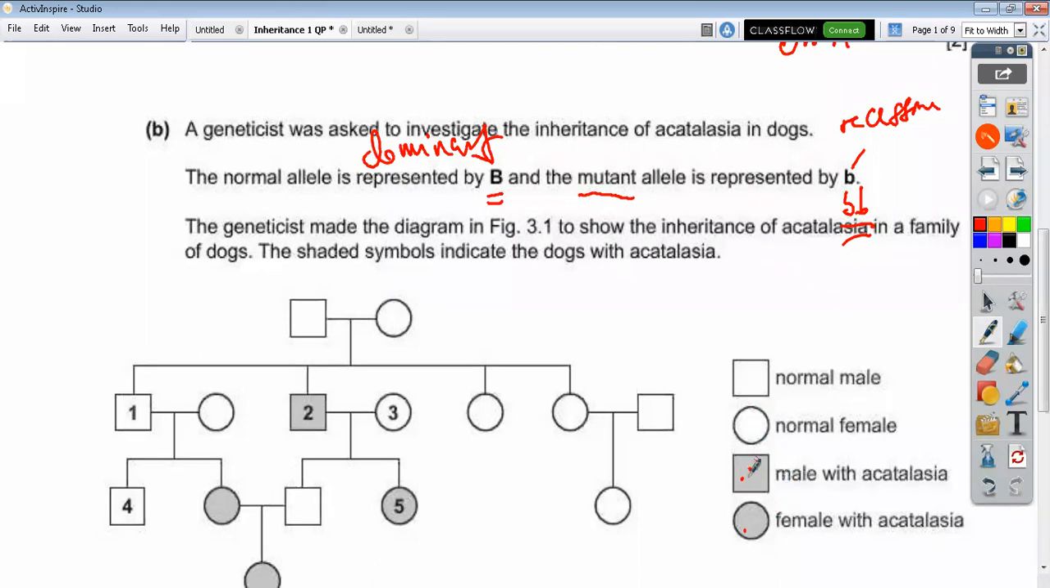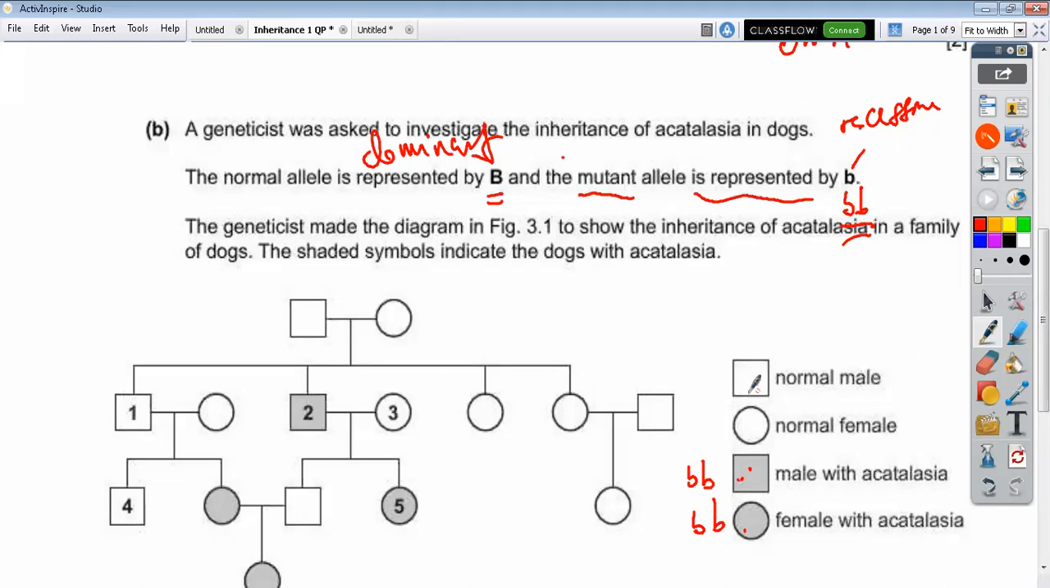If this person has a condition, yet we said this is recessive, it means this is bb. Do you agree? Because it's a recessive allele, the mutant, for that condition to be expressed, it can only be expressed if it's bb. Same for the female here, bb. Are we together there? I'm just explaining certain things here.